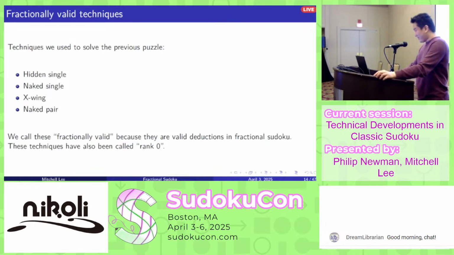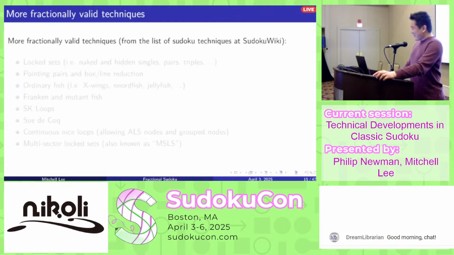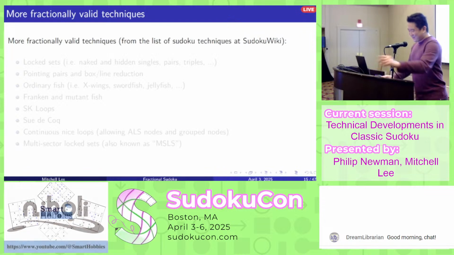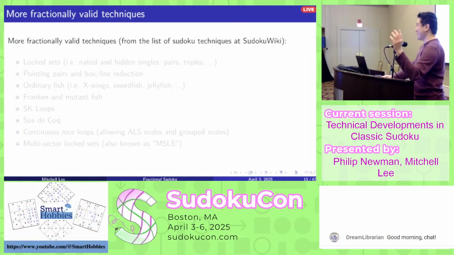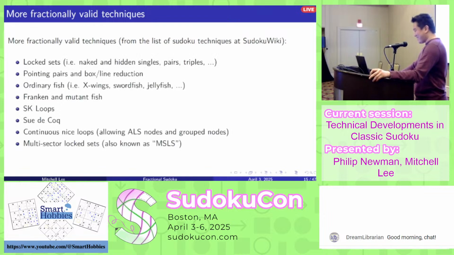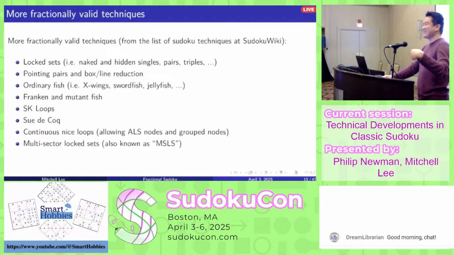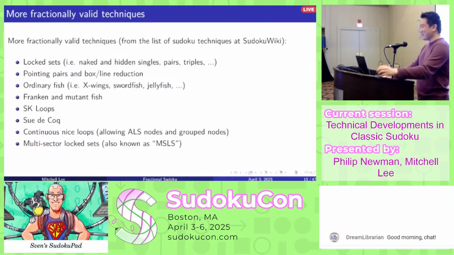Okay. Sorry, before we get there, let's talk about some more fractionally valid techniques. There's some pretty interesting ones here. If you haven't seen these techniques before, don't worry. You can just read through the list. I think the most interesting one here is the multi-sector locked sets, also known as MSLS, and Philip will definitely be talking about MSLS and SET, which is a different way of thinking about the same technique, in his part of the talk.